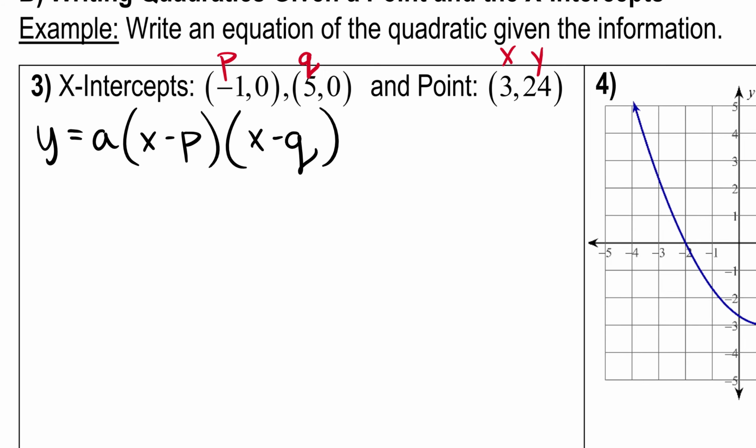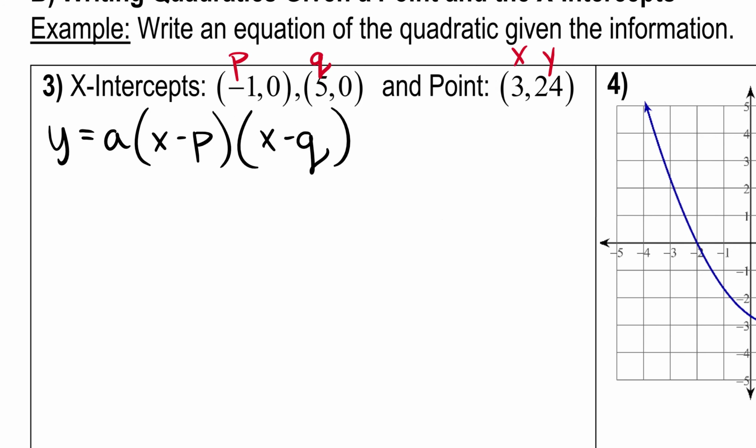Alright, and remember to switch the signs of p and q. So y is 24 equals A, I don't know. So x is 3. And the first P, I guess there's only one P. So P is -1, so I'm going to put +1. And then x again, so I'm going to have x twice, that's okay. And Q is 5, so it'll be -5.